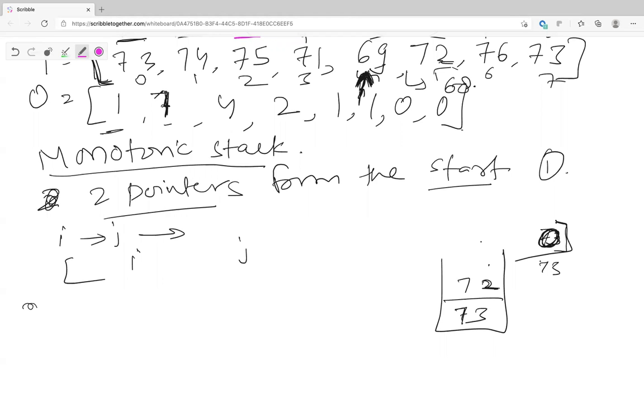Okay, 72. See if we can capture the indices also, say against 72 index 6, against 73 index 7. Okay. And then after 72 I will add 69. And then I will not add 71. So this is basically the whole stack. You'll not add 71, you'll not add 75, 74, 73 because they are smaller than 69.